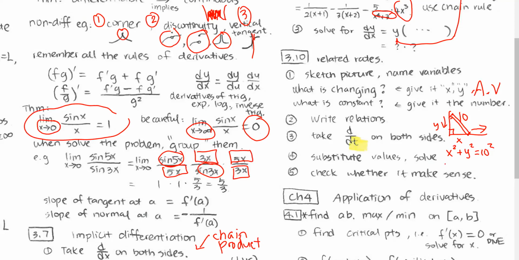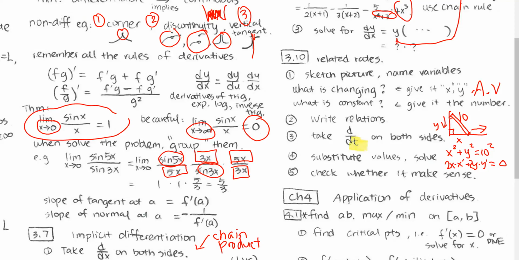When you differentiate, you get 2x x prime plus 2y y prime. So x prime is dx/dt, y prime is dy/dt. And on the right-hand side, it's constant, so the derivative is 0. But if you name it as a variable like z, then you get z squared, you get 2z z prime. But no, this is not changing. Actually, this 10 is fixed. So that's why z prime is actually 0. Okay, so you don't need to name it as a variable.